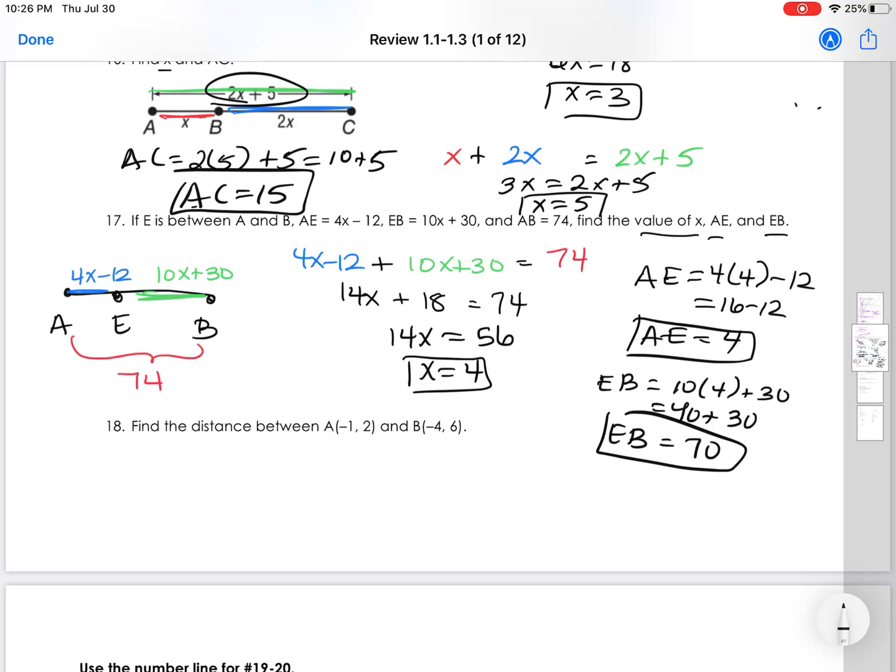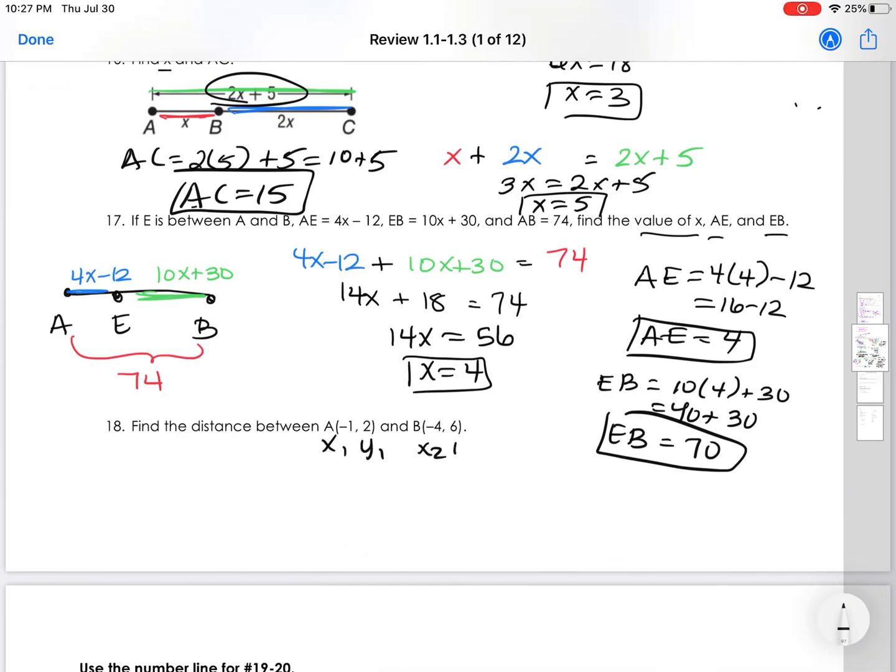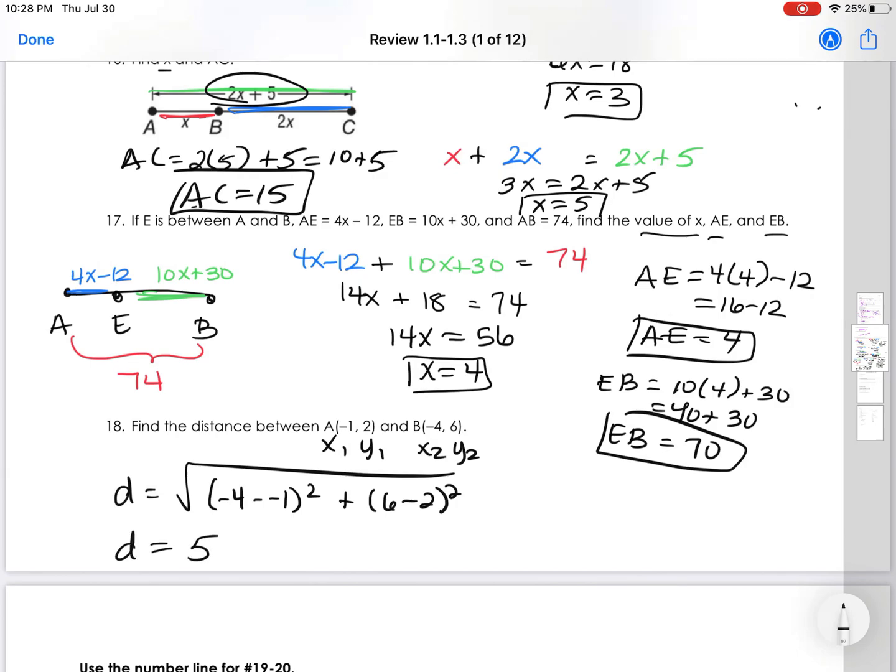All right, number 18. All right, so we want to find the distance between these points. We're going to use the distance formula. That's x1, y1, x2, y2. So the distance formula is the square root of x2 minus x1. So that's -4 minus -1 squared plus y2 minus y1. So 6 minus 2 squared. So we could just type that entire thing into the calculator, and that is going to give us D is equal to 5.